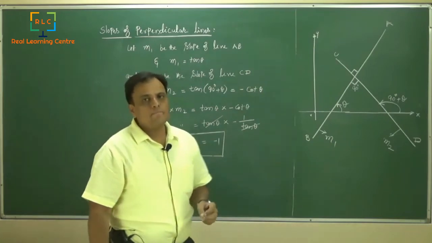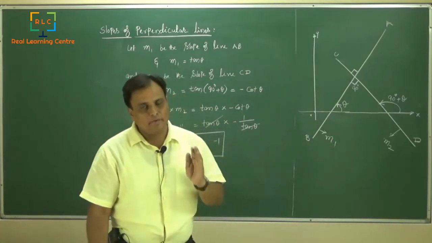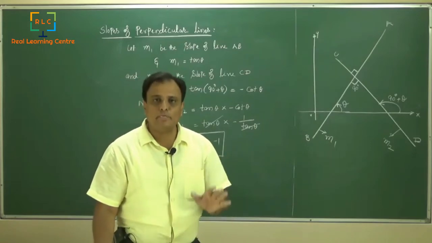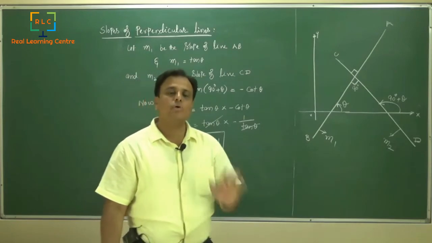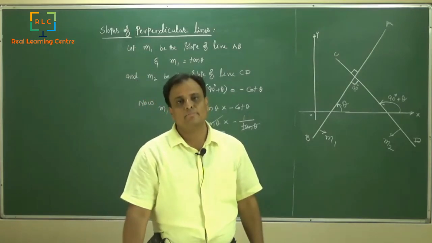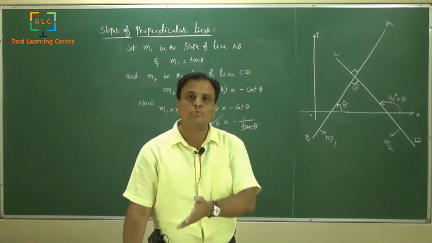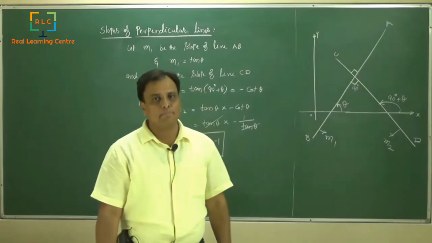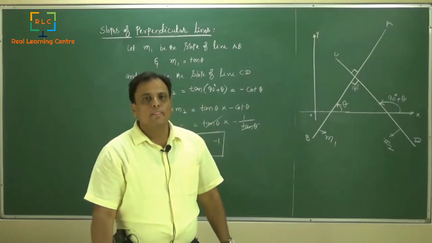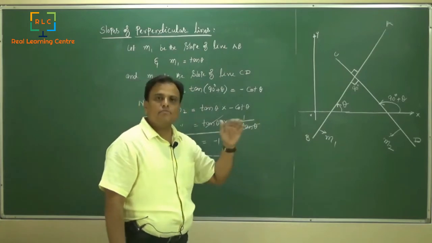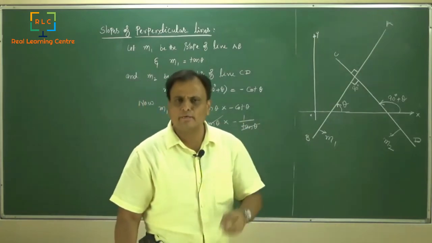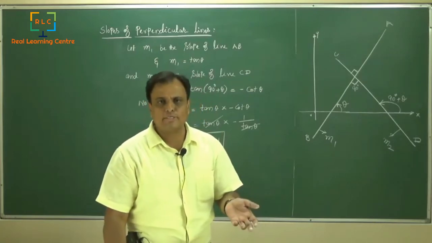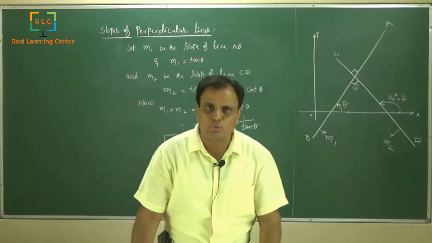So again, a small note here: if M1 and M2 are the slopes of two lines, these lines will be perpendicular only if M1 into M2 is equal to -1, and conversely, if the product of the slopes of two lines is equal to -1, then definitely the two lines are perpendicular to each other. Hope this is clear, one of the basic fundamentals of slope of a line. Let me discuss a small example with you on how to find the slope of a line. Once again I'll review what we have discussed.